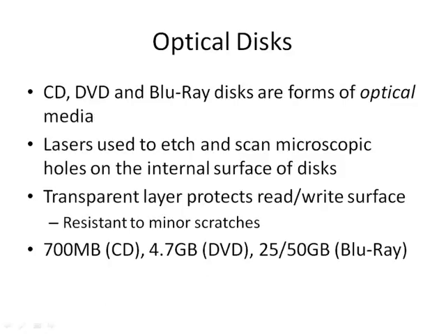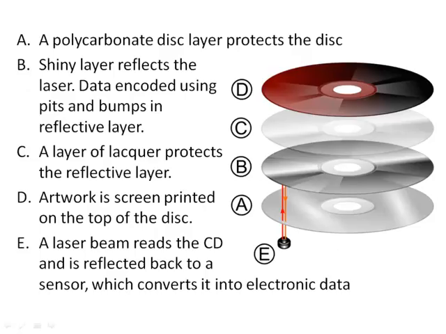Another media that perhaps has only got a limited lifespan left is optical discs. CD, DVD and Blu-ray. They all use lasers to etch and scan microscopic holes or bumps on the internal surface of the discs. And they all use a transparent layer that protects the surface, that makes them resistant to minor scratches. You can see that the capacity of these devices has gone up over the years. 640 then 700 megabytes for CD, just under 5 gigabytes for DVD, and up to 50 gigabytes for Blu-ray discs.